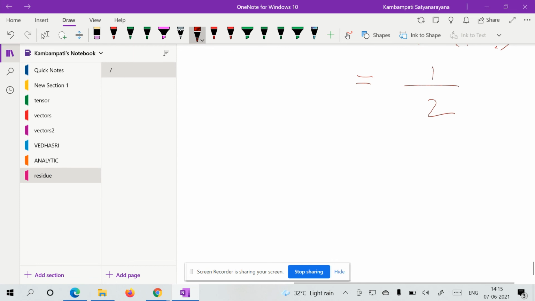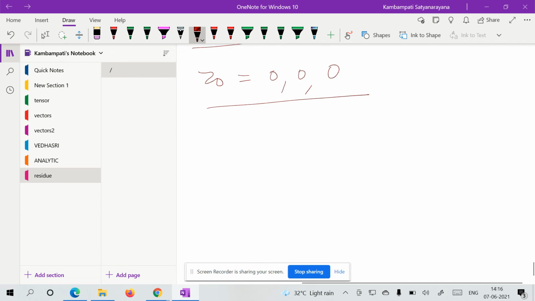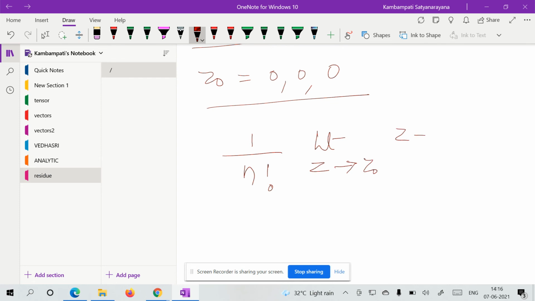Similarly, you can find the residue at z naught equal to i. This is your work. You can find the residue at that point, z naught equal to i. For any problem where z naught equal to 0, the pole is repeated, so that formula is 1 by n factorial, limit z tends to z naught, of (z minus z naught) power n plus 1 into f of z.